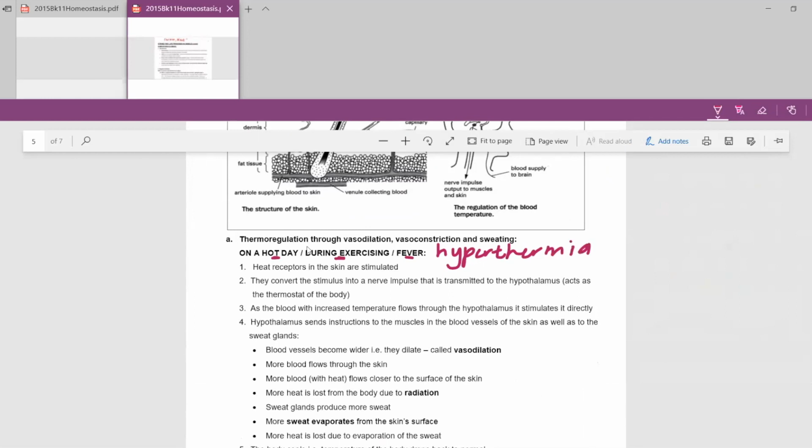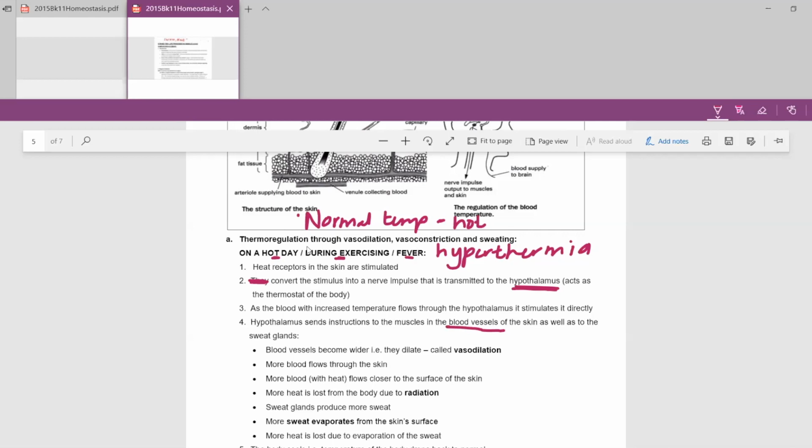Now, you always start off with your body temperature at normal temperature. And when you get too hot, the heat receptors in the skin are stimulated. The heat receptors convert the stimulus into a nerve impulse, and that impulse goes to the hypothalamus. And if you remember your work from the brain, the function of the hypothalamus, B state, one of the B's is body temperature. Now, the hypothalamus will first send a message to the blood vessels.